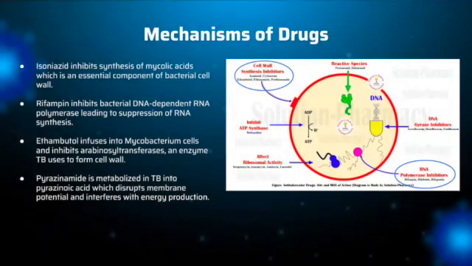With the mechanisms of drugs, isoniazid inhibits synthesis of mycolic acids, which is an essential component of the bacterial cell wall. Next is rifampin. Rifampin inhibits bacterial DNA-dependent RNA polymerase that leads to suppression of RNA synthesis. And ethambutol diffuses into the mycobacterium cells and inhibits arabinosyl transferases, which is an enzyme tuberculosis uses to form cell walls. And lastly, pyrazinamide is metabolized in tuberculosis into pyrazinoic acid, which disrupts membrane potential and interferes with energy production.